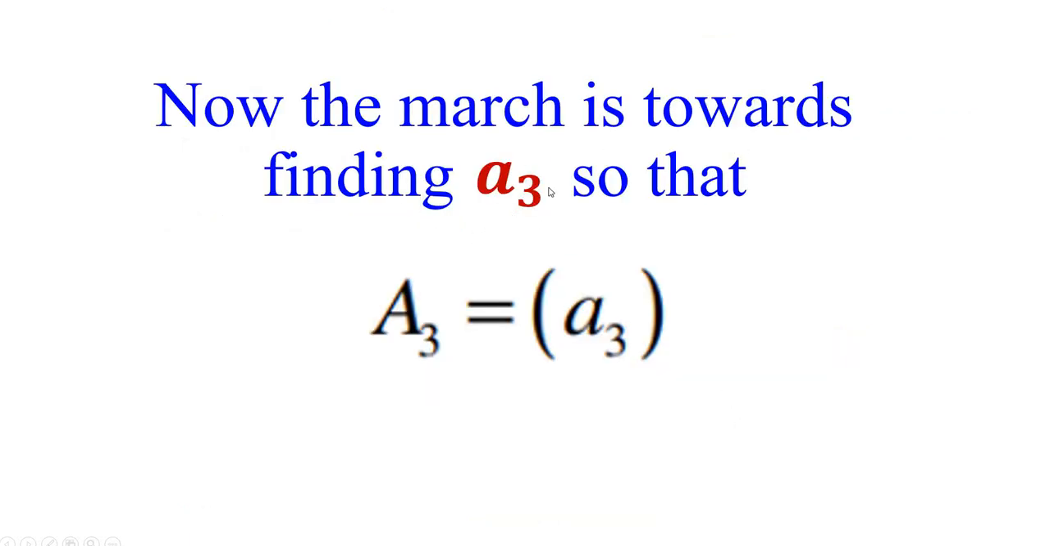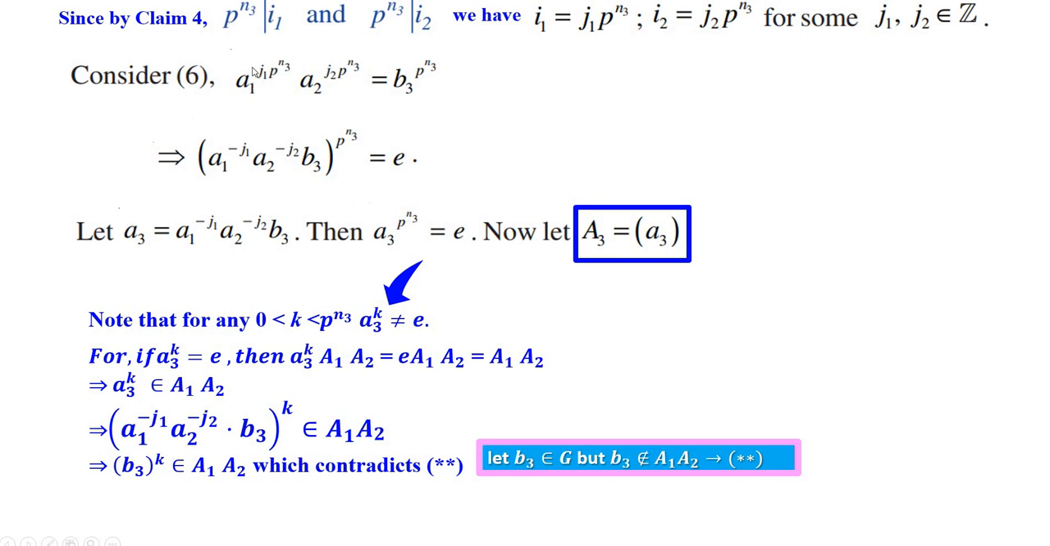Now we find A3 so that A3 is generated by this small a3. Now since by claim 1 p power n3 divides I1, p power n3 divides I2, we have I1 to be a multiple of p power n3 and I2 a multiple of p power n3. This one we denote as j1, an integer, and this one as j2.